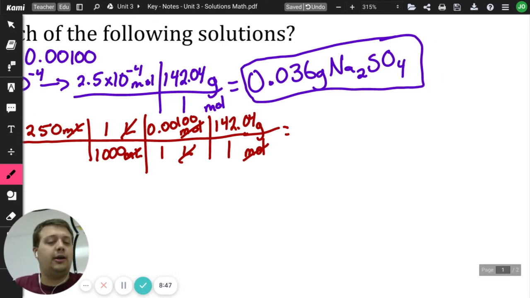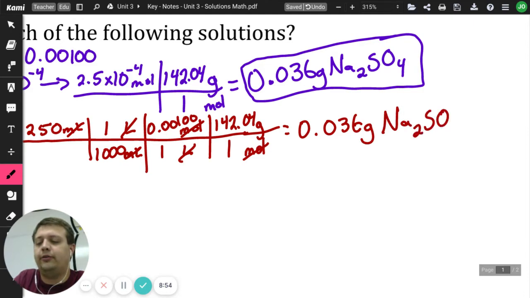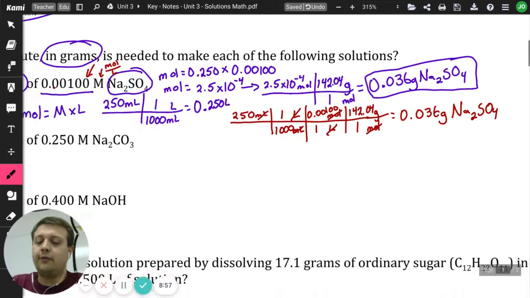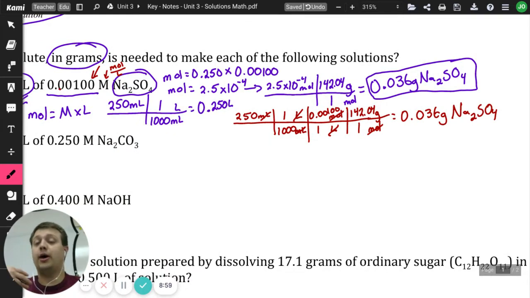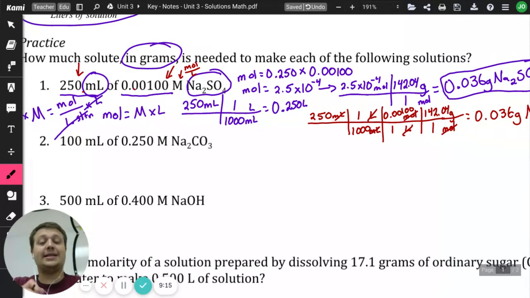Plug everything into the calculator, and what I'm going to find is I have 0.036 grams of Na2SO4. Now for me, I find that a lot easier. So on the next two problems, when we solve them, I'm going to solve them using that method. But you can solve it in whatever way works for you. All right. So what I want you to do is pause your video, go ahead and solve question 2, and then we'll talk it through.